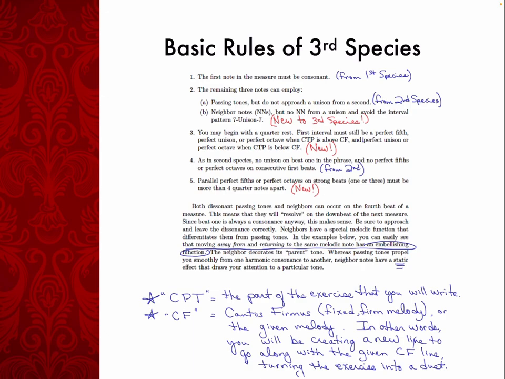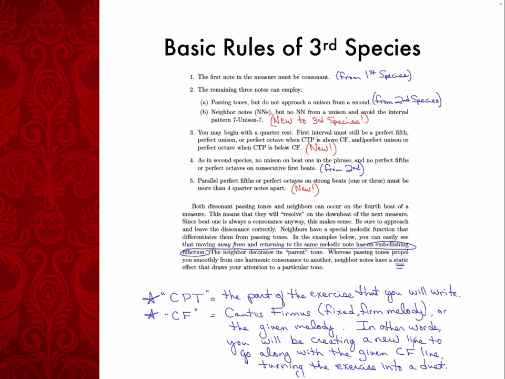Okay, rule number 4. As in second species, no unison on beat 1 in the phrase. Just don't do that. Beat 1 you have to treat carefully. And no perfect fifths or perfect octaves on consecutive first beats. So you can't have a P5 in measure 1 on beat 1 and then have a P5 in measure 2 on beat 1. Okay? The way this is written is a little bit nebulous, reading number 5 here.